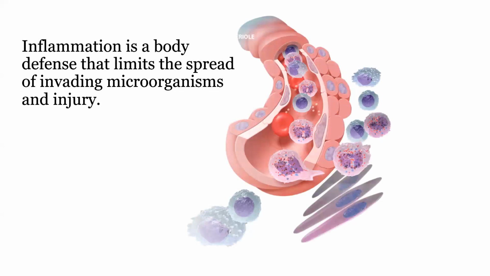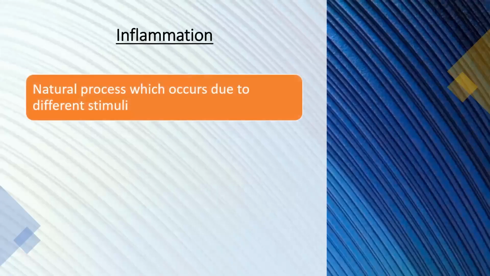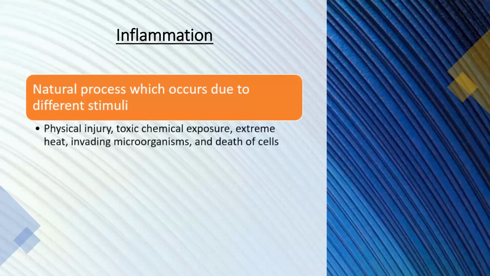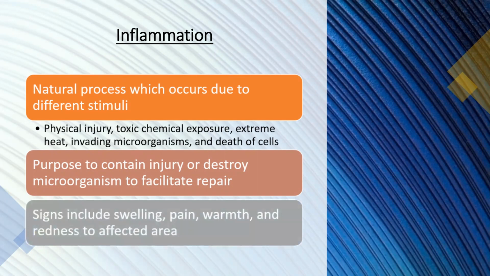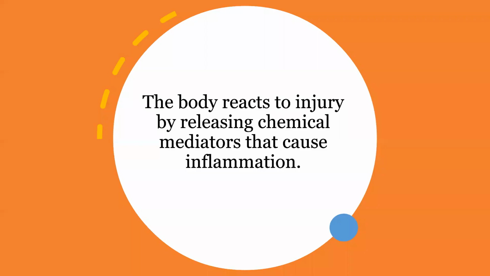Then we have inflammation as a body defense that limits the spread of invading microorganisms and injury. Inflammation is a natural process which occurs due to different stimuli: physical injury, toxic chemical responses, extreme heat, invading microorganisms, and the death of cells. The purpose is to contain the injury or destroy the microorganisms to facilitate repair, and the signs of inflammation are swelling, pain, warmth, and redness of the affected area.